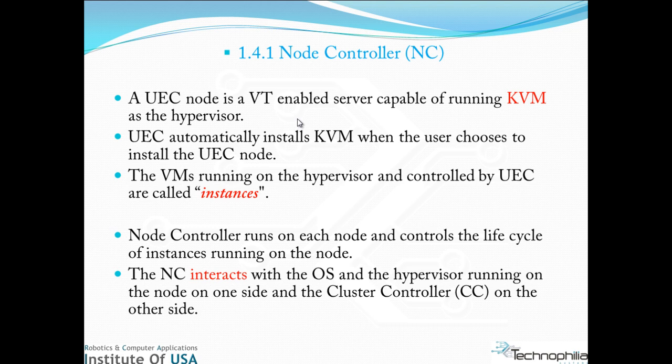First is the node controller. The node should be virtualization technology or VT enabled, because we are going to run KVM on this node machine. UEC automatically installs KVM when the user chooses to install the UEC node. The VMs running on the hypervisor and controlled by UEC are called instances. The node controller runs on each node and controls the life cycle of instances running on the node. The node controller interacts with the OS and the hypervisor running on the node on one side and the cluster controller on the other side.